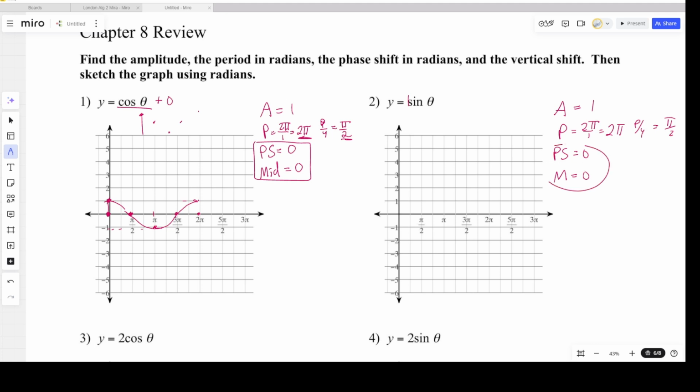So I'll start by plotting this point. Then I'll go up and down by the amplitude. And then I'll go over by 2 pi. My little box. And then I'll put in those quarter periods. Because it's sine, I know it starts in the middle and goes high. So I start in the middle, go high, middle, low, middle, then curve it in.